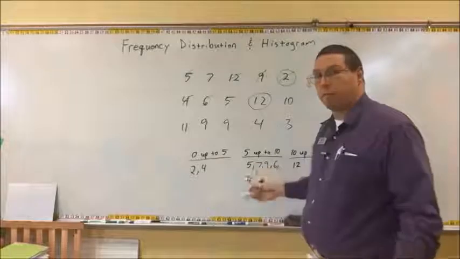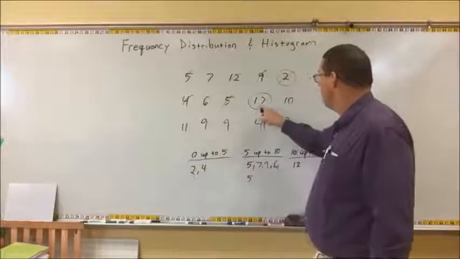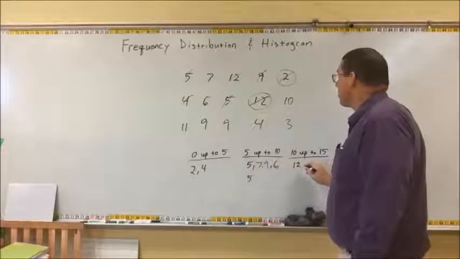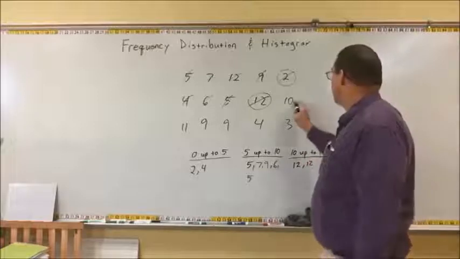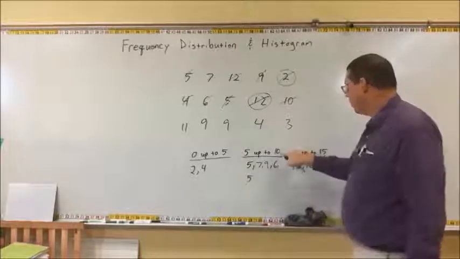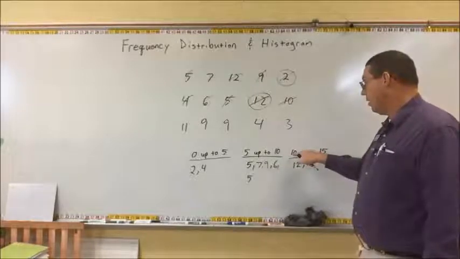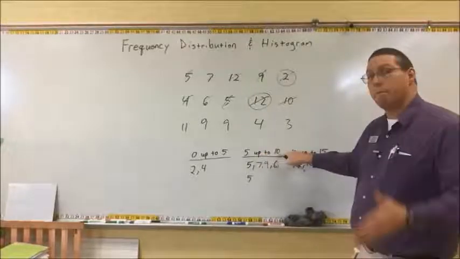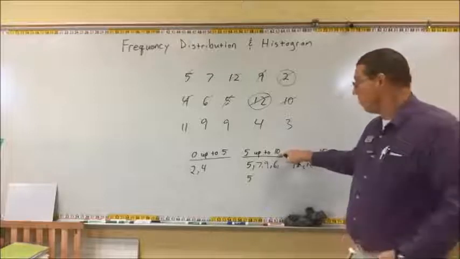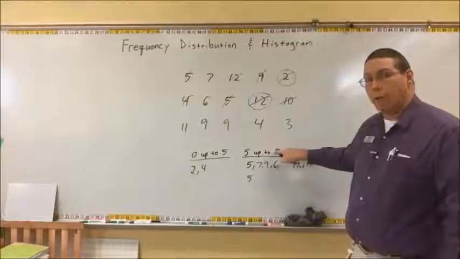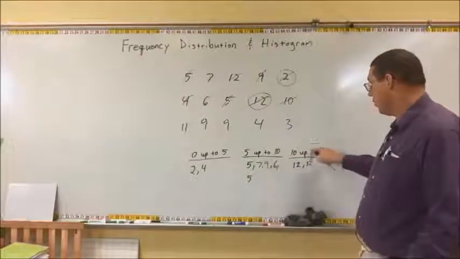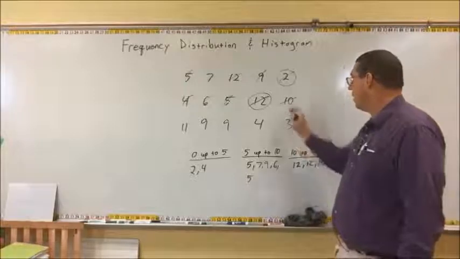And it's okay to have 2 of the same number or even more. This 12, that's going to go in this class here. This 10, remember, is it going to go in this class or this class? It's going to go over here because this is up to 10, but not including 10. So 9.99999 would go here, but 10 is going to go in this group over here. So put a 10 there.